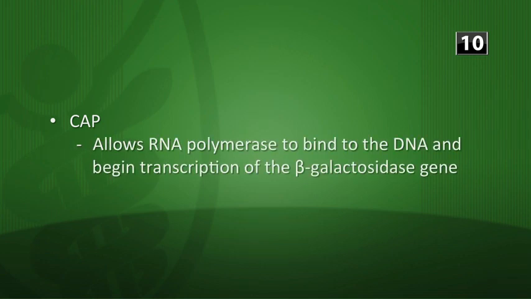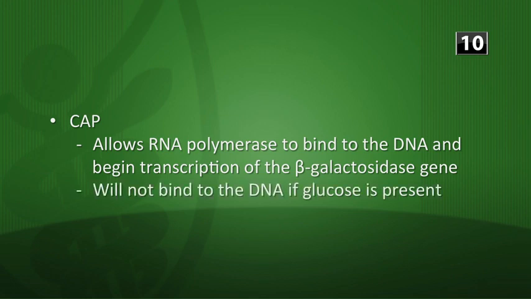So CAP allows RNA polymerase to bind to the DNA and begin transcription of the beta-galactosidase gene. So you have to have the CAP in order to transcribe the gene. But remember, CAP will not bind to the DNA if glucose is present. So you need CAP, but if glucose is around, there's no CAP.